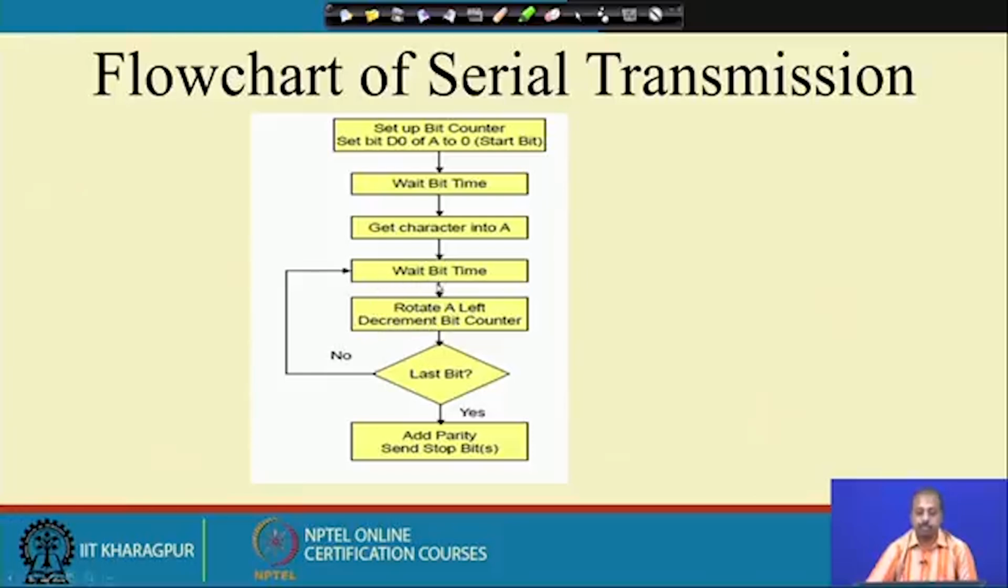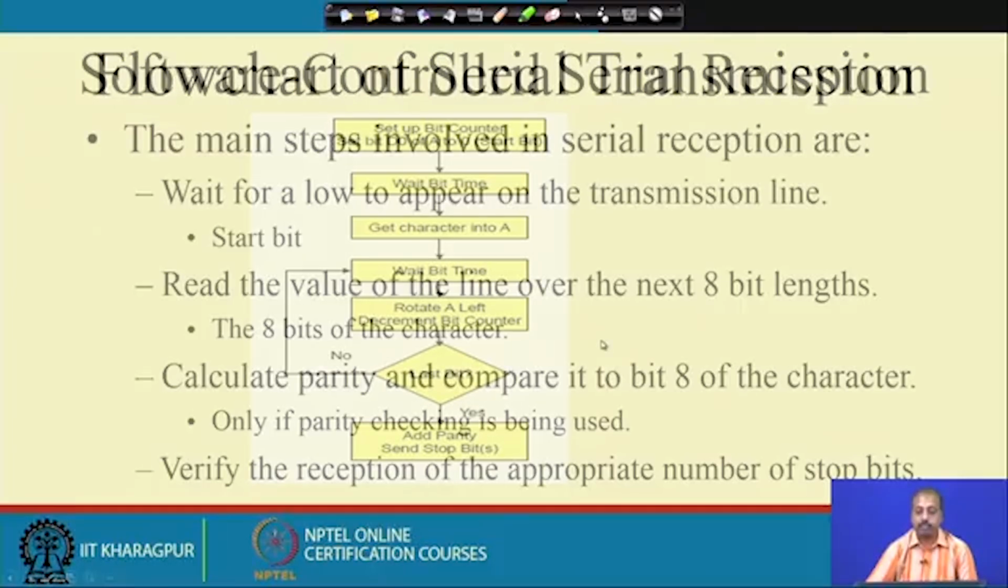So, we rotate left. So, the next bit will be coming to the D0 pin, and then we will be transmitting that bit there, and this way it will go on until all the bits are transmitted. So, when we come to the last bit and it has been transmitted, we add the parity bit, and the parity bit will be transmitted, and then we will send the stop bits for ending the transmission of the character.